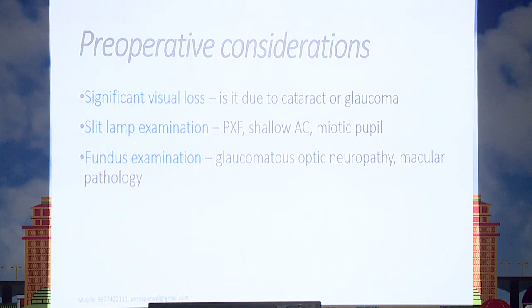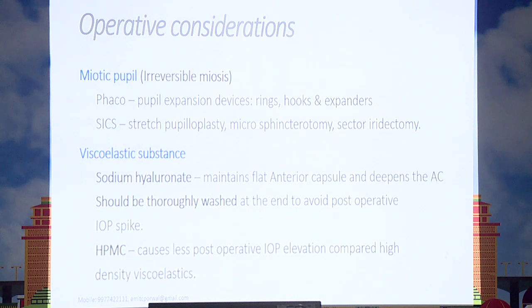Slit lamp examination should be done properly to look for any pseudoexfoliation, shallow AC, and if it is a myotic pupil, you should be prepared for how you are going to deal with it. Fundus examination again, to look out for the glaucomatous optic atrophy, and also to look for any macular pathology which is going to give a poor visual prognosis. Coming to the operative considerations, you are all trained phacosurgeons or cataract surgeons, so you should be well versed with the devices or the things you are going to use to tackle this myotic pupil.